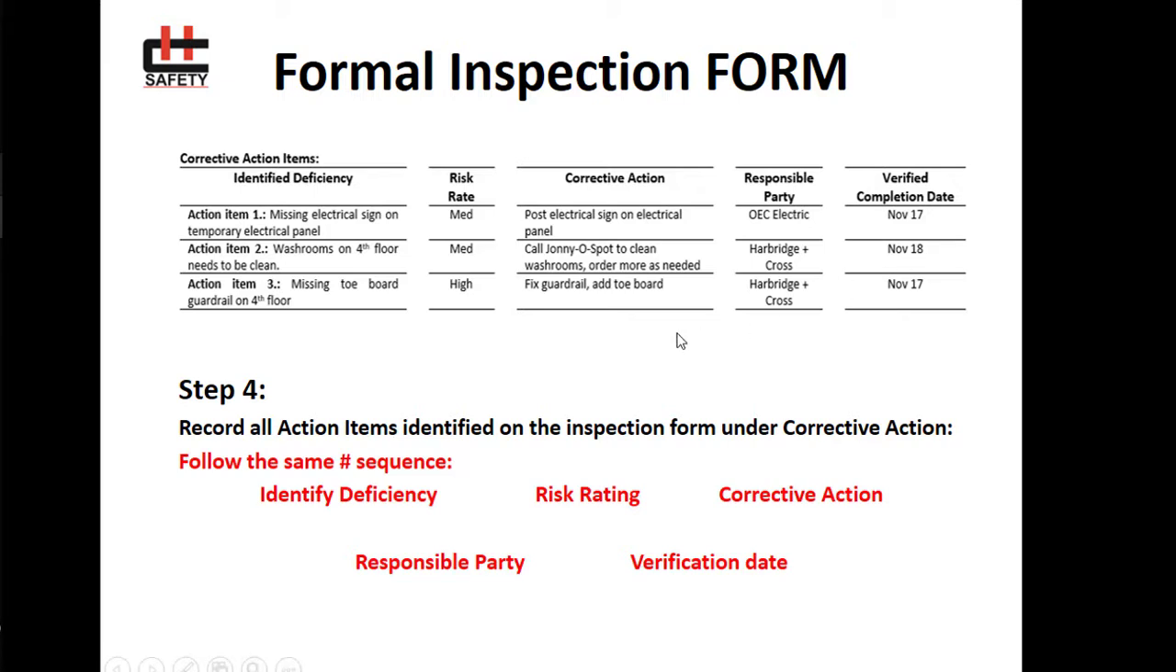Record all action items identified on the inspection form under corrective action item. You want to follow the same numbering sequence. You want to identify your deficiency, the risk rating, corrective action, the responsible party, and the verification date to show that those items are closed.